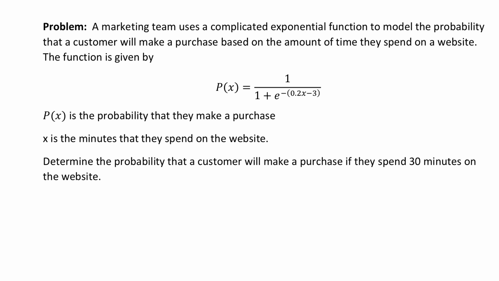All right, here's another question, and I want you to pause the video, try to read the question, and see what you can come up with. All right, so a marketing team uses a complicated exponential function to model the probability that a customer will make a purchase based on the amount of time they spend on a website. This is the function. P of x is the probability, x is the minutes they spend on the website. Determine the probability they will make a purchase if they spend 30 minutes.